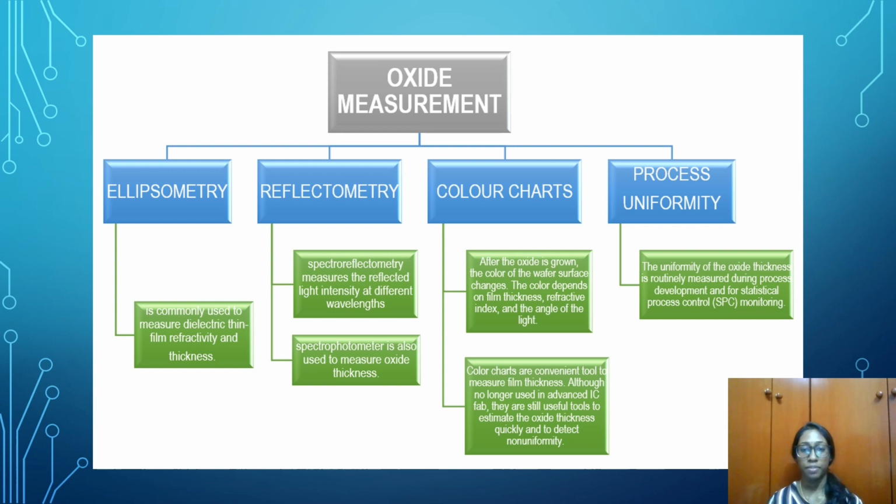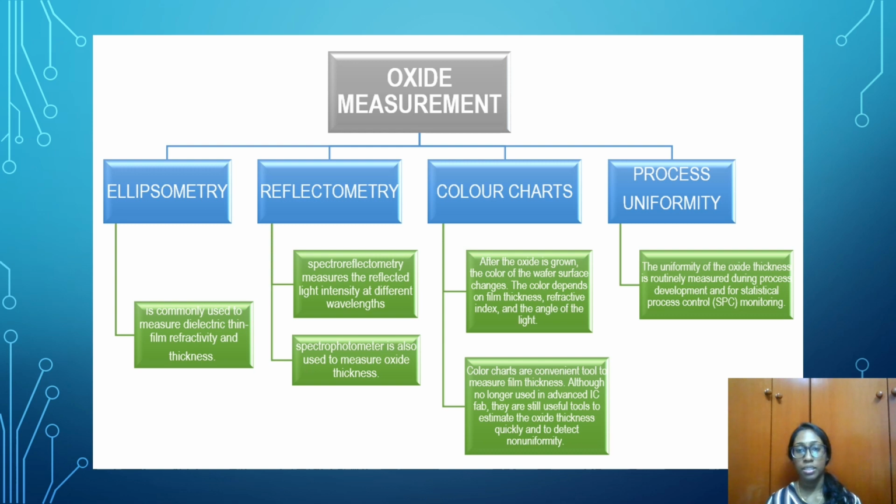Moving on, we have color charts. After the oxide is grown, the color of the wafer surface might change. The color depends on the film thickness, refractive index, and the angle of the light. Color charts are very convenient to measure film thickness. Although it's no longer used in advanced IC fabrication, they're still a useful tool to estimate the oxide thickness quickly and to detect non-uniformity. So this method is used to find an estimated value, nothing specific.